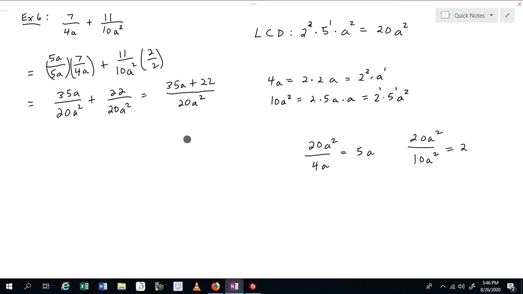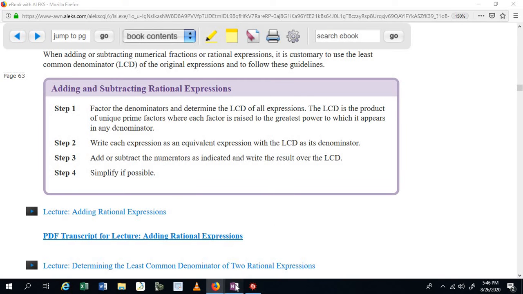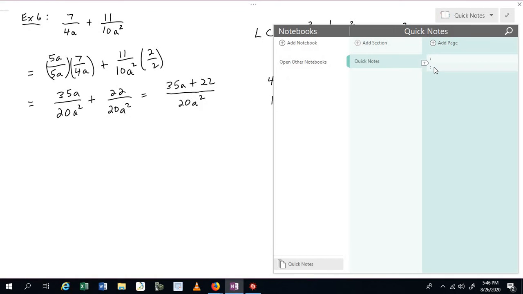Okay, so that's how we add and subtract fractions. I mean, if this were subtracted, if this was subtraction here, you would pretty much do the same thing. You would get the least common denominator, and then after you have the same denominators for both of these fractions, you would just subtract them instead of adding them. Okay, so let's look at the next example.